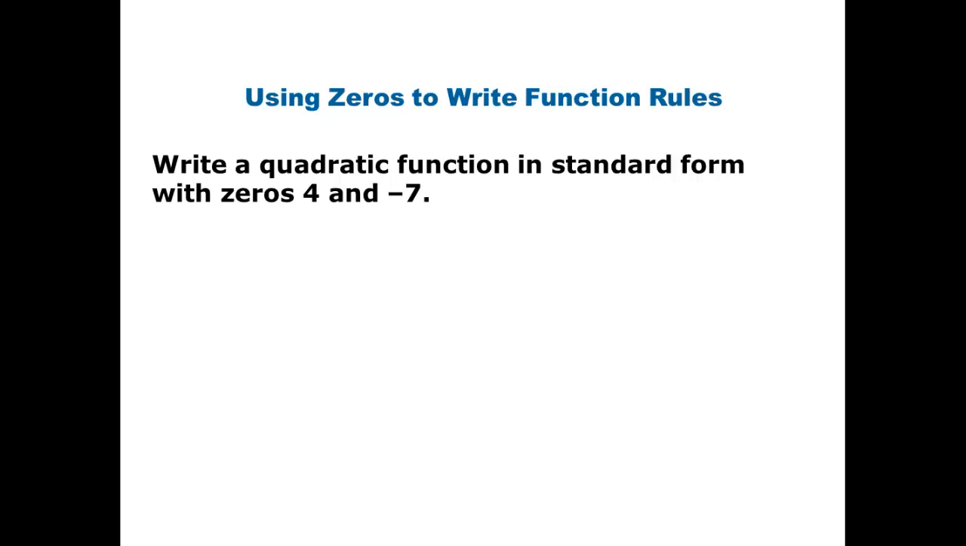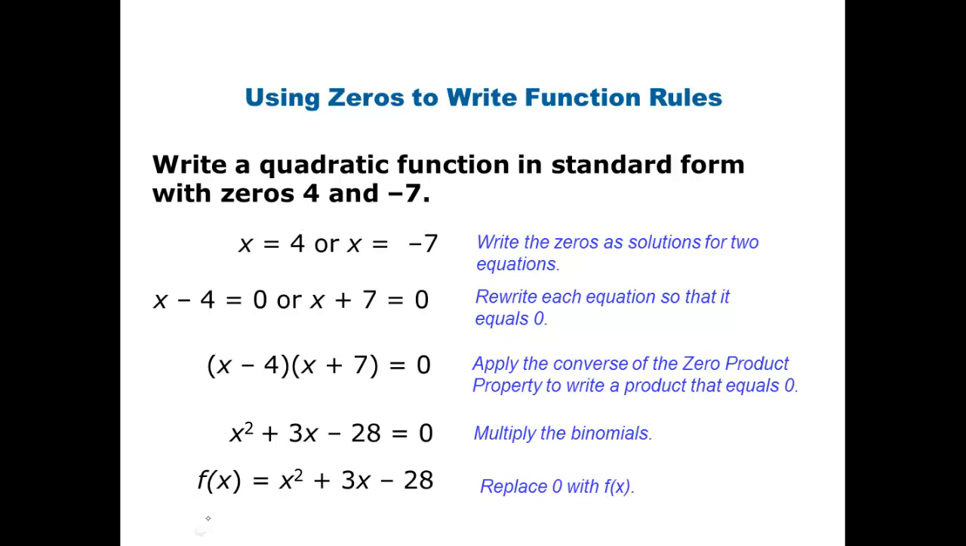All right, using zeros to write function rules. This is the last part of the notes, and this is really just working backwards. So we are given the answer, and we're going to make a quadratic function from this answer. We start with the answer. The answer is x equals 4 and x equals -7.